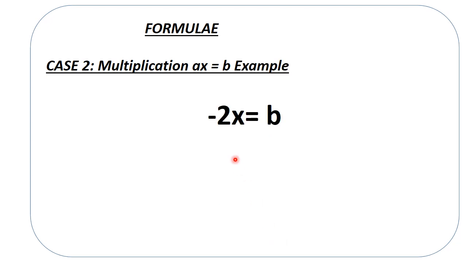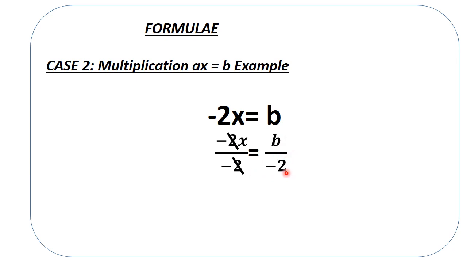Another case of multiplication is this: negative 2x is equal to b. So again, we do the same. We divide both sides by negative 2. Then negative 2 will cancel, and negative 2 will cancel here. And we're going to remain with x. And on the other side, we cannot divide b by negative 2, so we'll leave it like this.